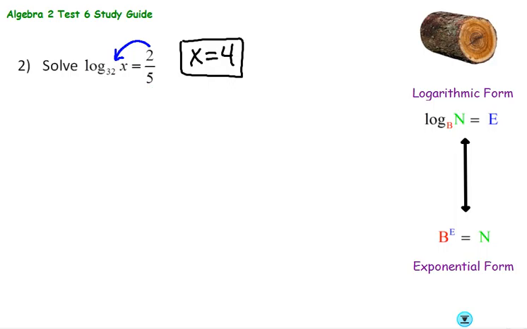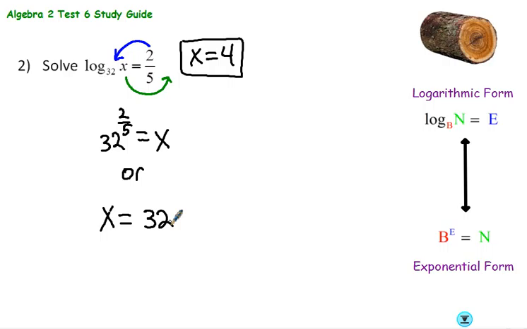Because maybe we don't have to use a calculator, right? So that's what we're checking to see. We're checking to see if we can actually solve this without needing to use a calculator first. All right, so let's rewrite this. You've got 32 to the 2/5 equals x. Again, I'm just going to rewrite that as x equals 32 to the 2/5.